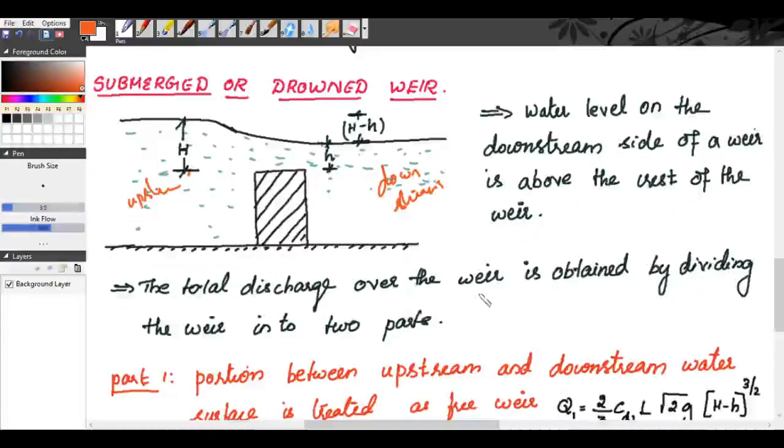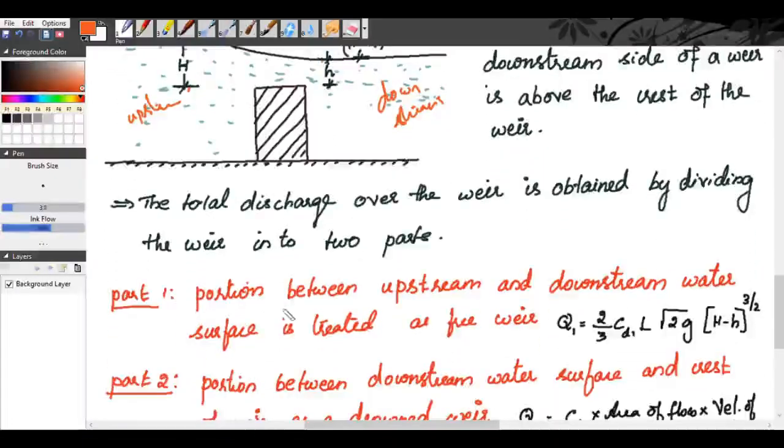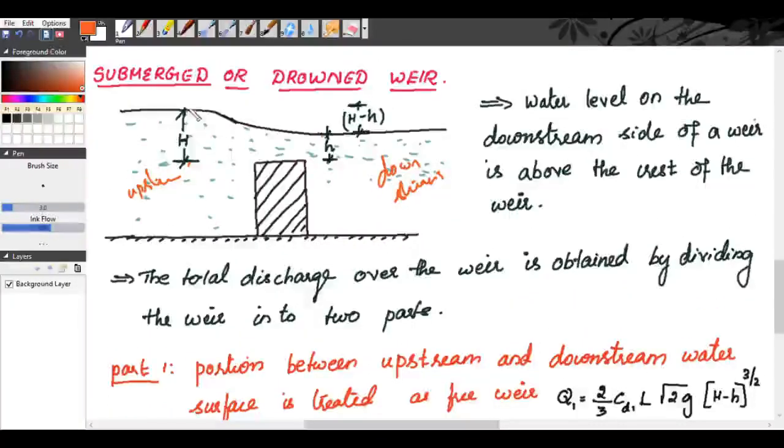So the total discharge over the weir is obtained by dividing the weir into two parts. Now we will divide this weir into two parts. The first portion, the portion between the upstream and downstream water surface, is treated as a free weir. This is the upstream water surface and this is the downstream water surface. So this portion is treated as a free weir.